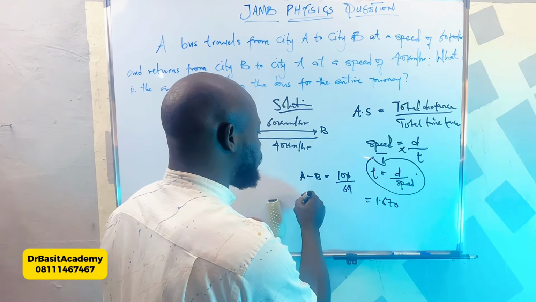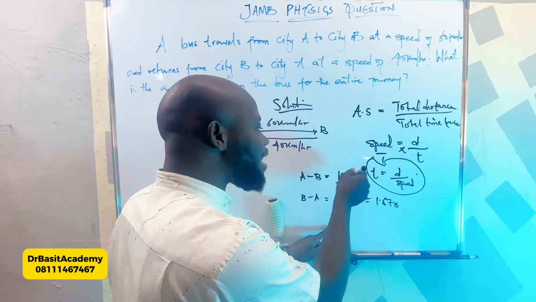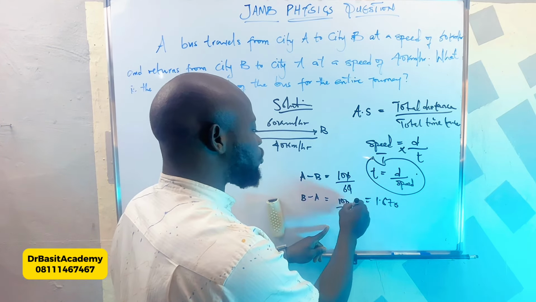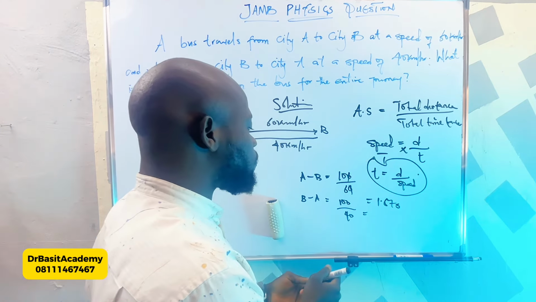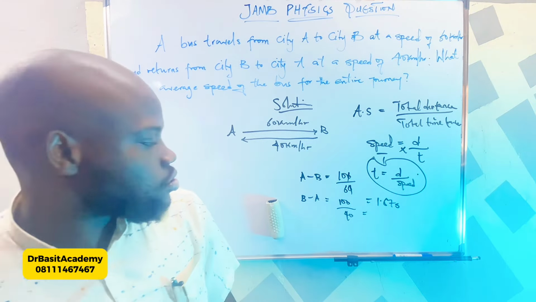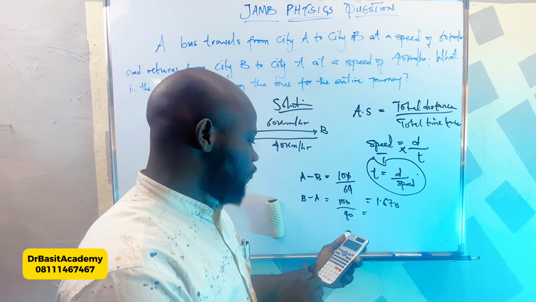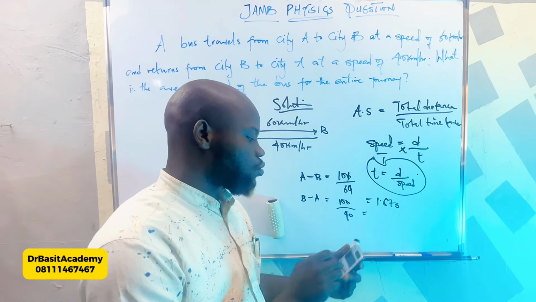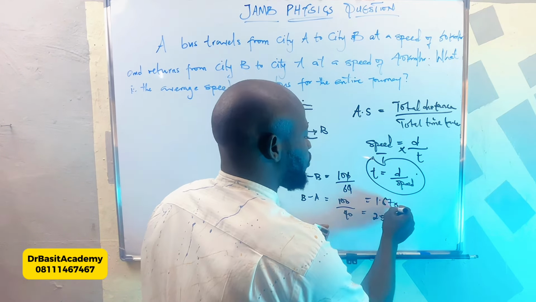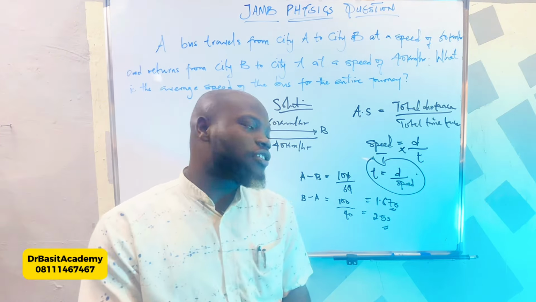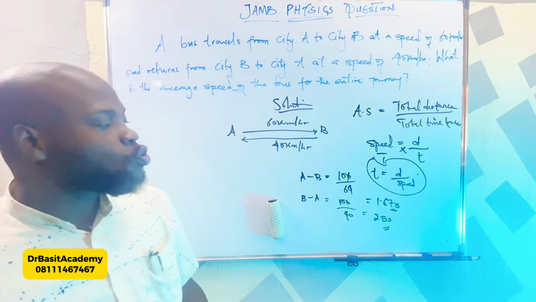Okay? Now, we also need to calculate the time it took from point B to point A. All right? Point B to point A is equal to, the distance is the same, like I said, 100 all over the speed, which is 40. 100 divided by 40 is going to give you what? 100 divided by 40 is equal to 2.5 seconds. Now we have the time it took the car to move from point A to point B and point B to point A.